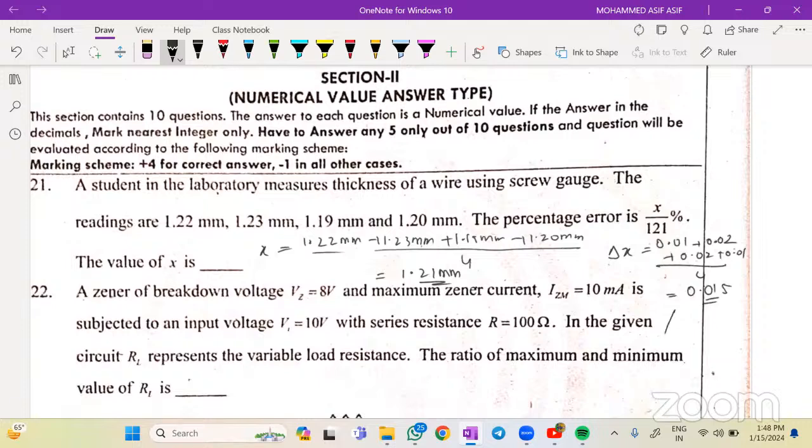So इसका परसेंटेज एरर निकाल लीजिए. परसेंटेज एरर is 0.015 divided by 1.21 into 100. ठीक है ना. तो x by 121 आ रहा, तो x की वैल्यू ऑब्वियसली कितनी आ जाएगी? 150 आ जाएगी. ठीक है ना. डायरेक्टली this is 150. उसके बाद Zener diode.